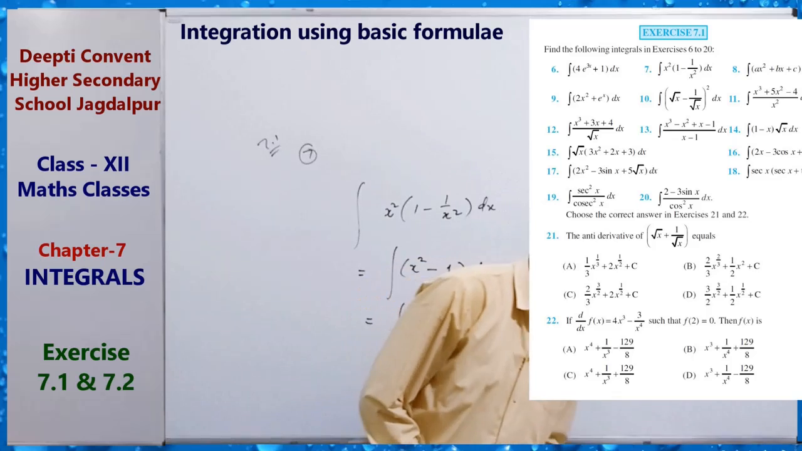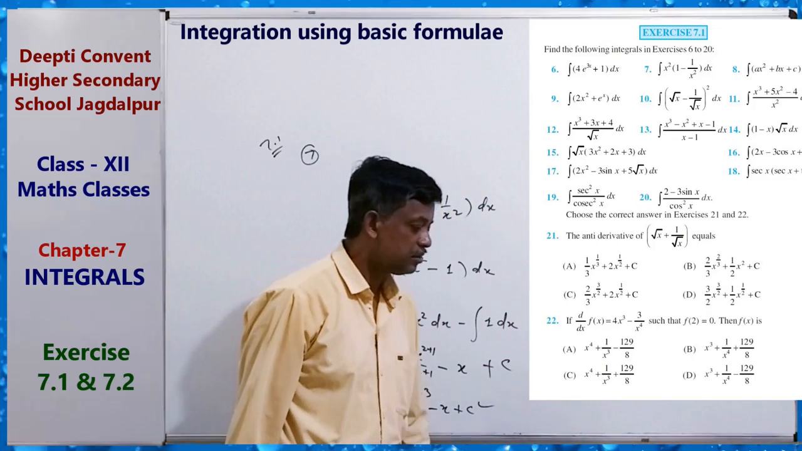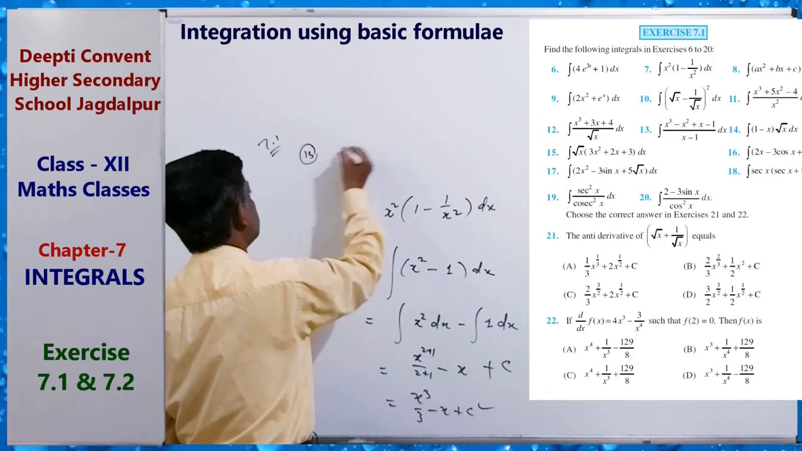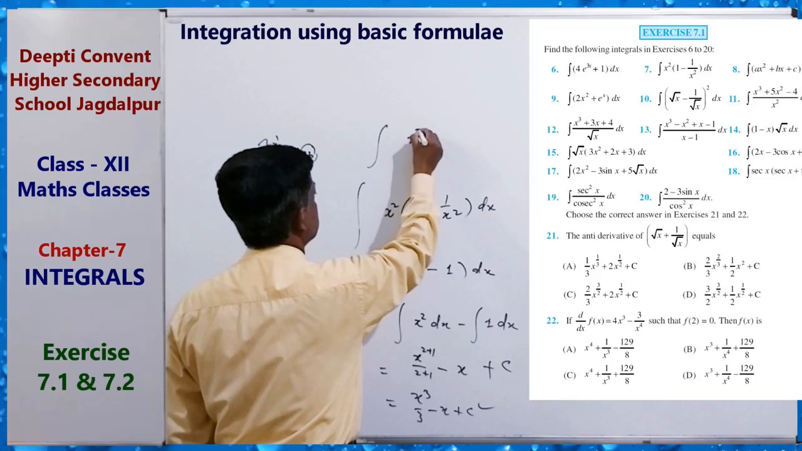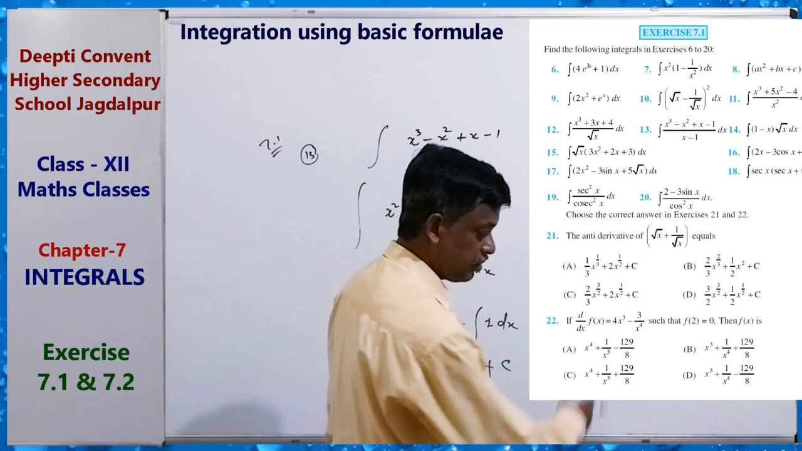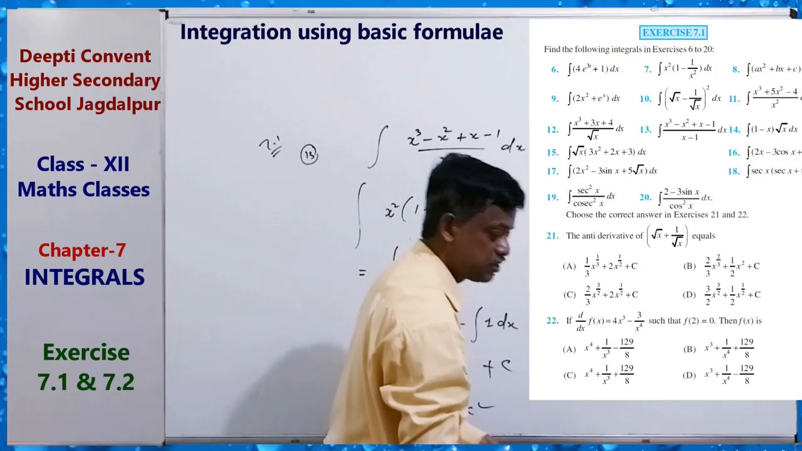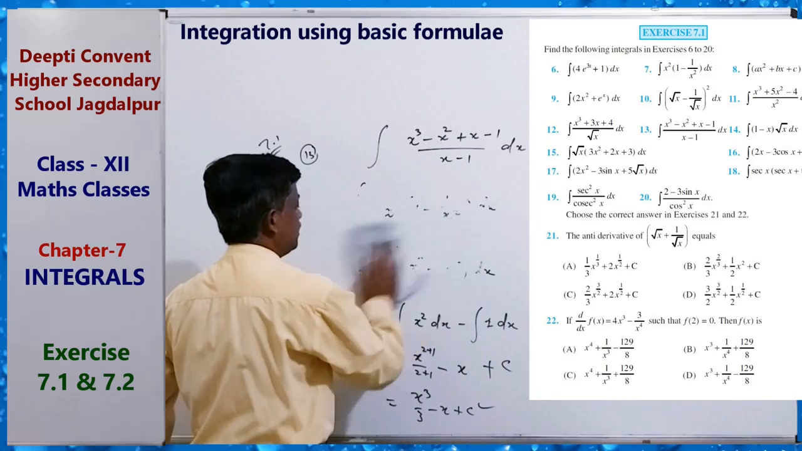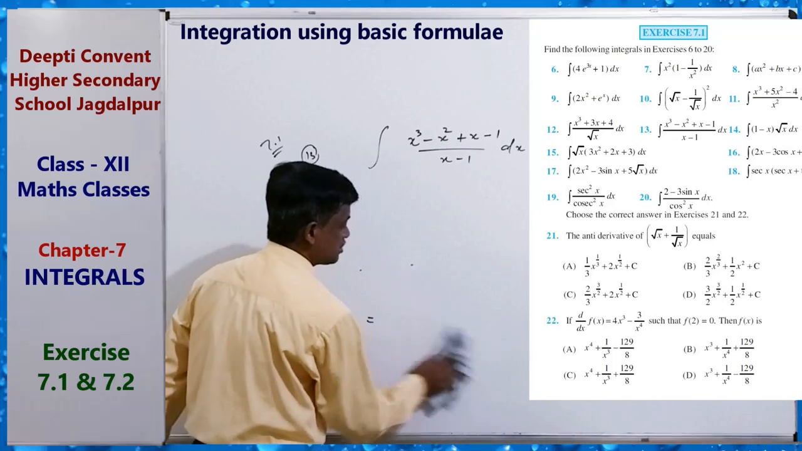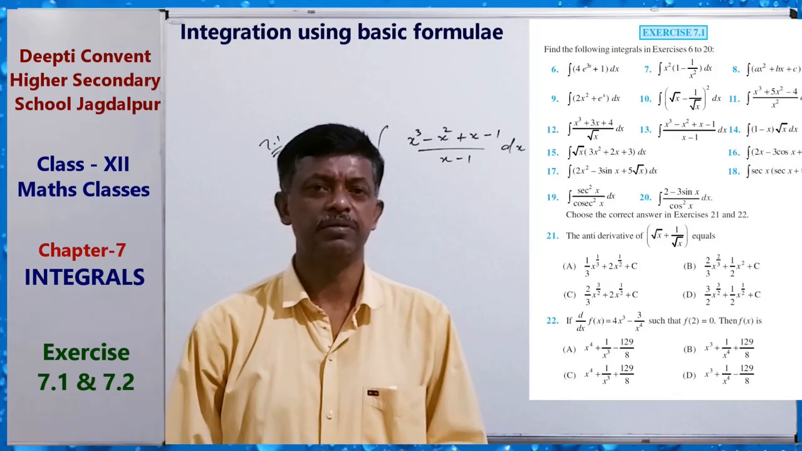Similar question, question 13: integral of x cube minus x square plus x minus 1, upon x minus 1, dx. This is also an integral, question 13 of exercise 7.1. So it can also be solved. You have to convert the integrand by reducing it.